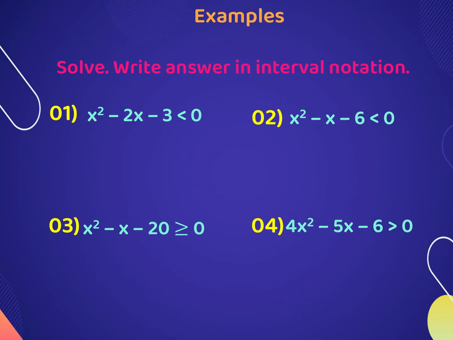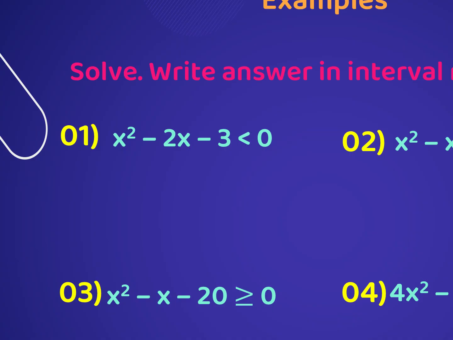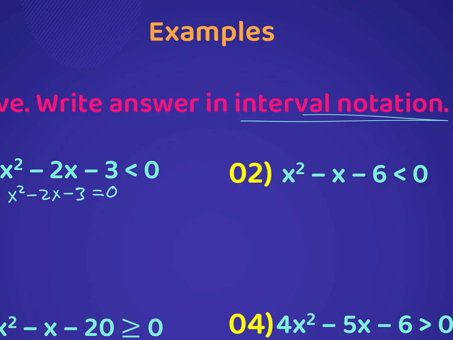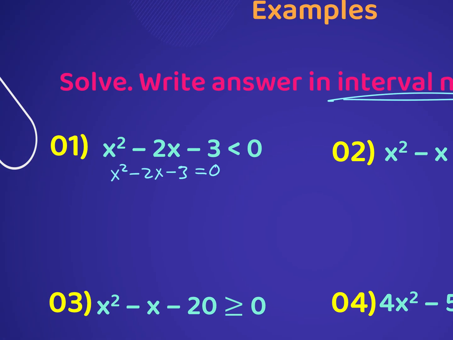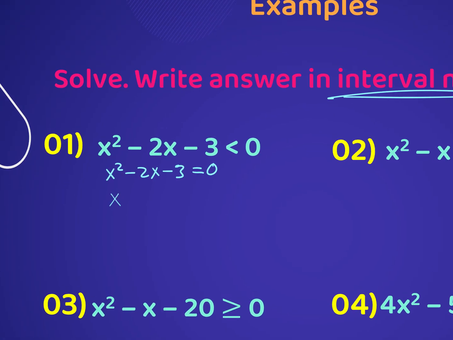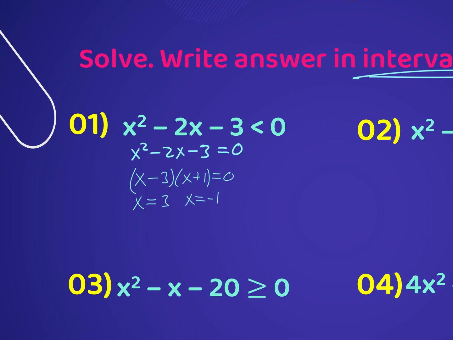Something like x squared minus 2x minus 3 is less than 0. I'm just going to pretend that this was equal to 0, so x squared minus 2x minus 3 equals 0. We're going to write our answer in interval notation. Let's factor this as x minus 3, x plus 1, and then we get two answers, x equals 3 and x equals negative 1. So these help us, but these aren't really our final answers.